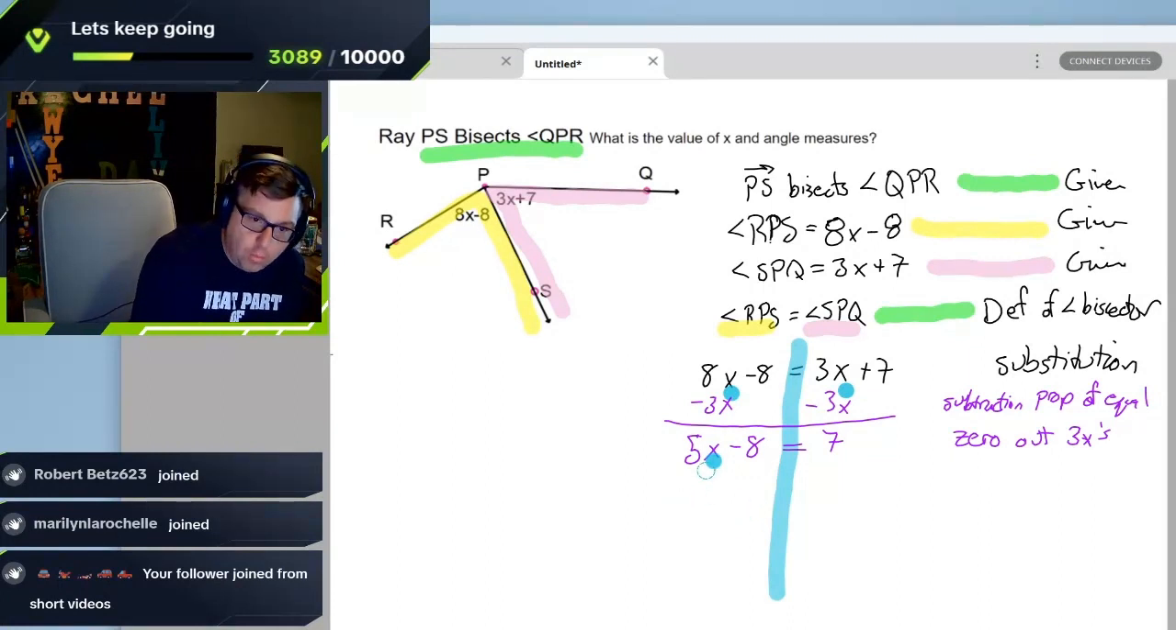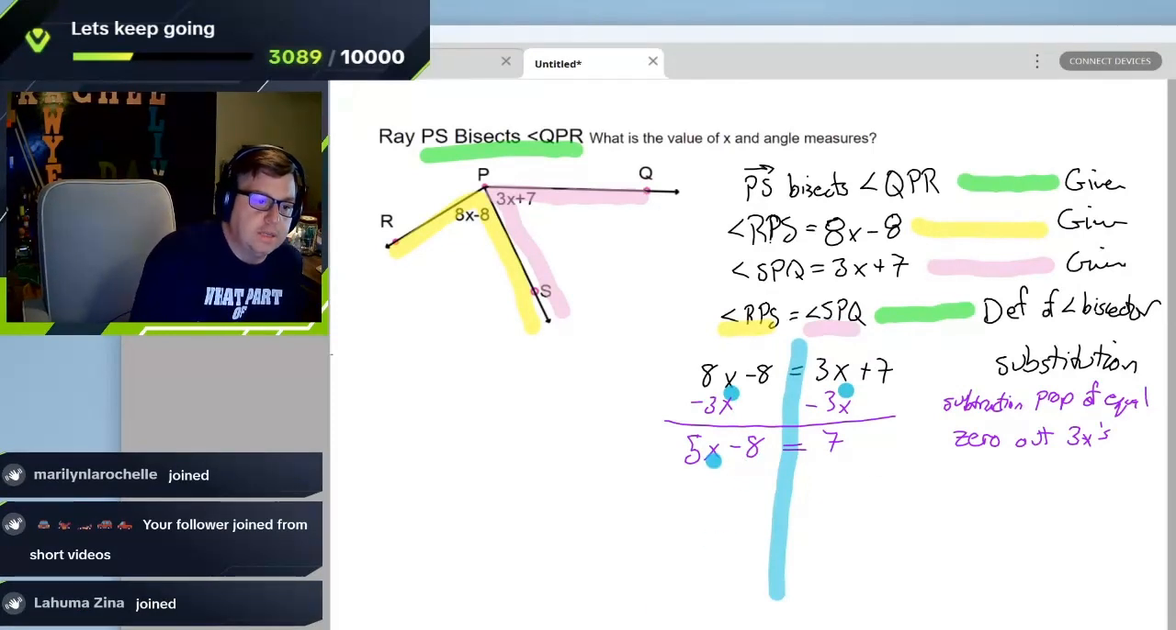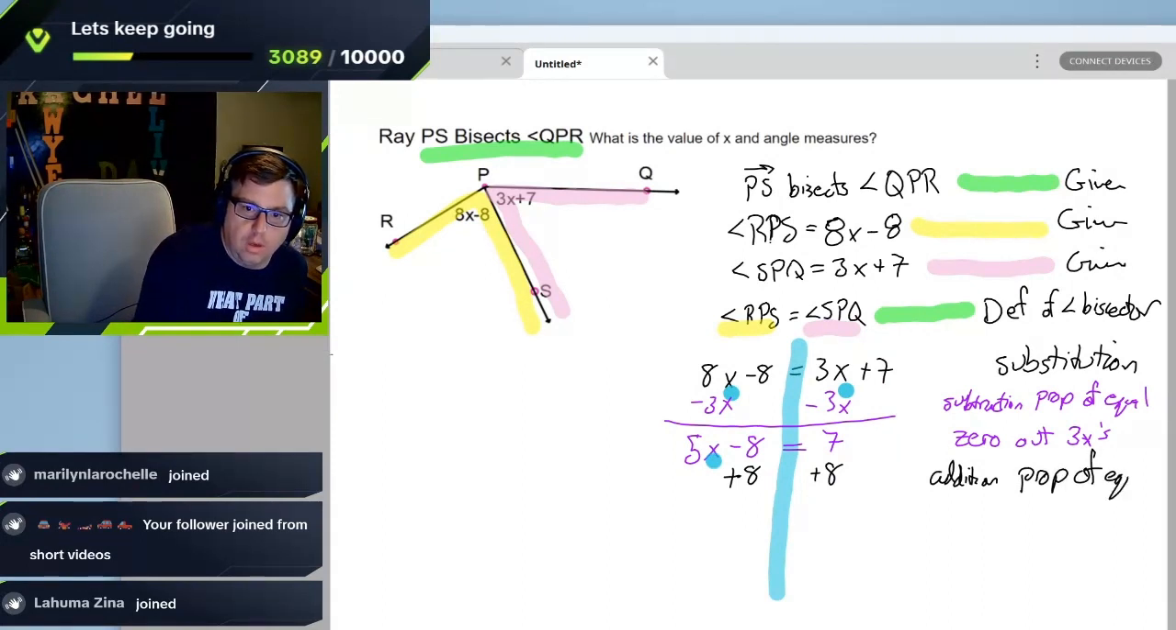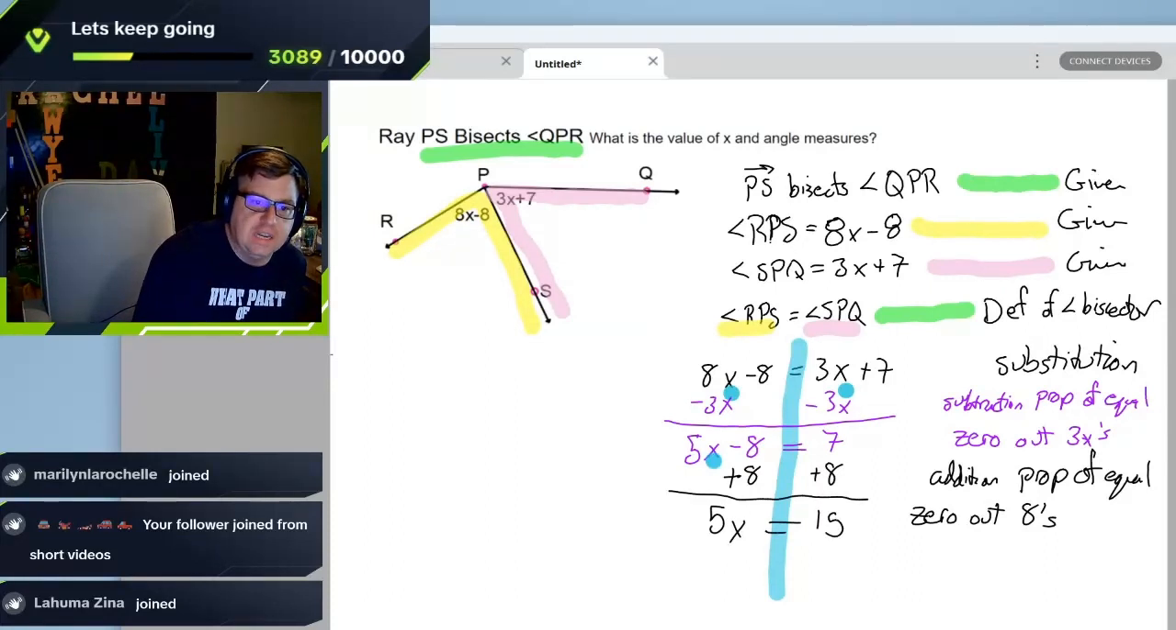Now we only have one variable and we have 5x minus 8, and then it equals 7. So we need to get rid of the minus 8. So we're going to add, and we're going to do the addition property of equality. We are going to zero out the 8s so that we're left with 5x equals 15.